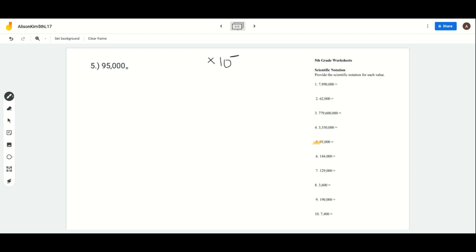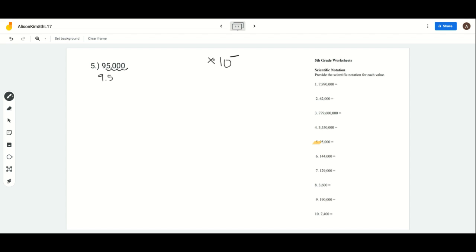So for 95,000, the decimal is behind all the numbers. It starts right here. And as I said before, there needs to be only one number in front of the decimal. So we're going to move it to the left however many times until we get only 9 in front of the decimal. So we're going to move it once, twice, 3 times, and 4 times. Then we're just left with 9.5 right here. And you could choose to write the zeros, but you don't really have to.